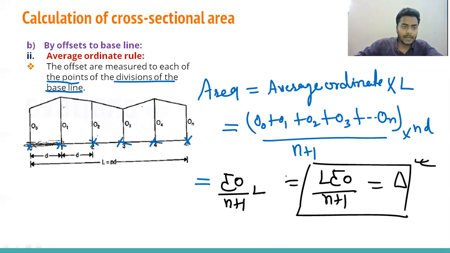You can see that by taking the ordinate at the ends, you get one more ordinate. Like in the previous one, we get n number of ordinates. In this case, we got n plus 1 number of ordinates, right?